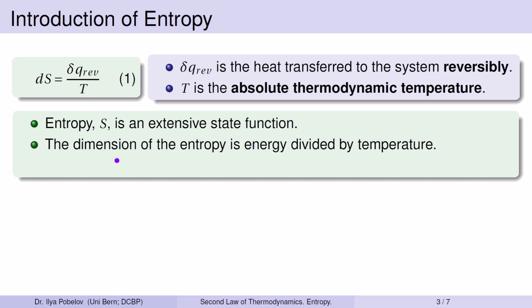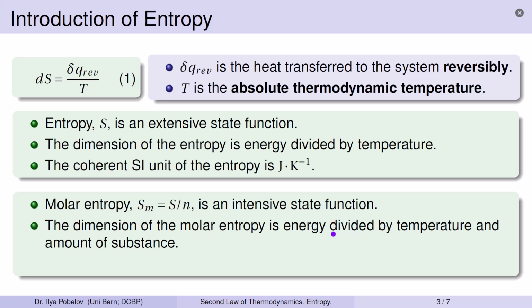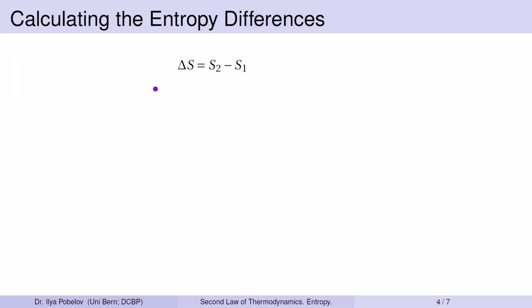The dimension of entropy is energy divided by temperature, and its coherent SI unit is joule per Kelvin. If the system in question is a specific amount of a chemical substance, we can introduce molar entropy as S m. Molar entropy is an intensive state function. Its dimension is energy divided by temperature and amount of substance, and its coherent SI unit is joule per Kelvin per mole.